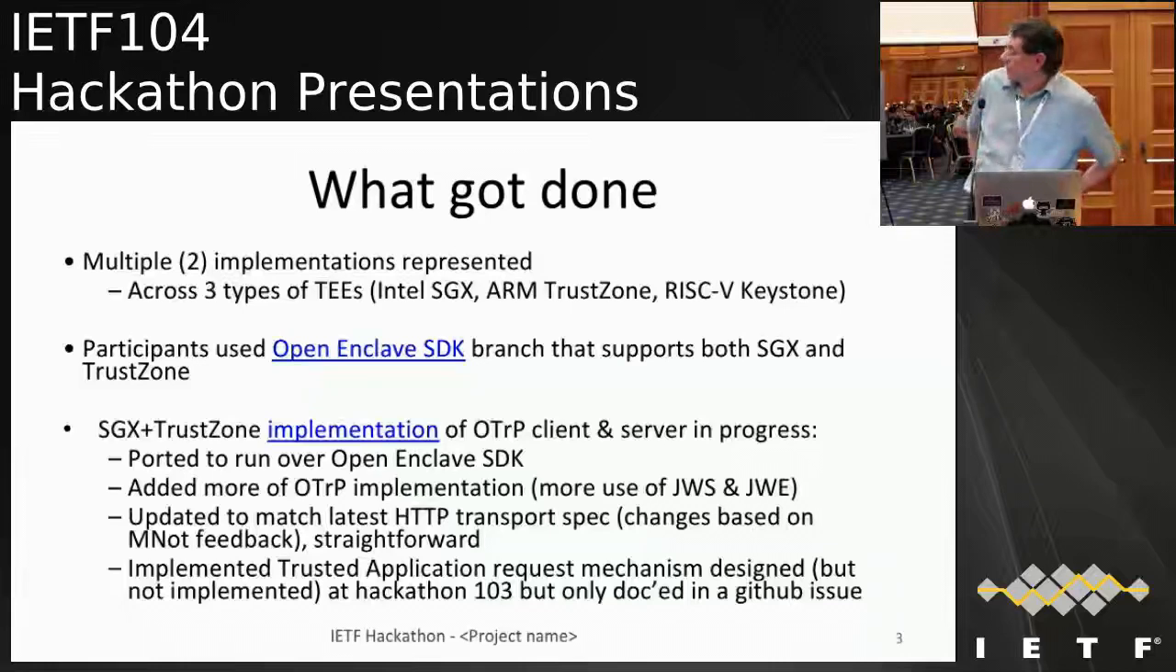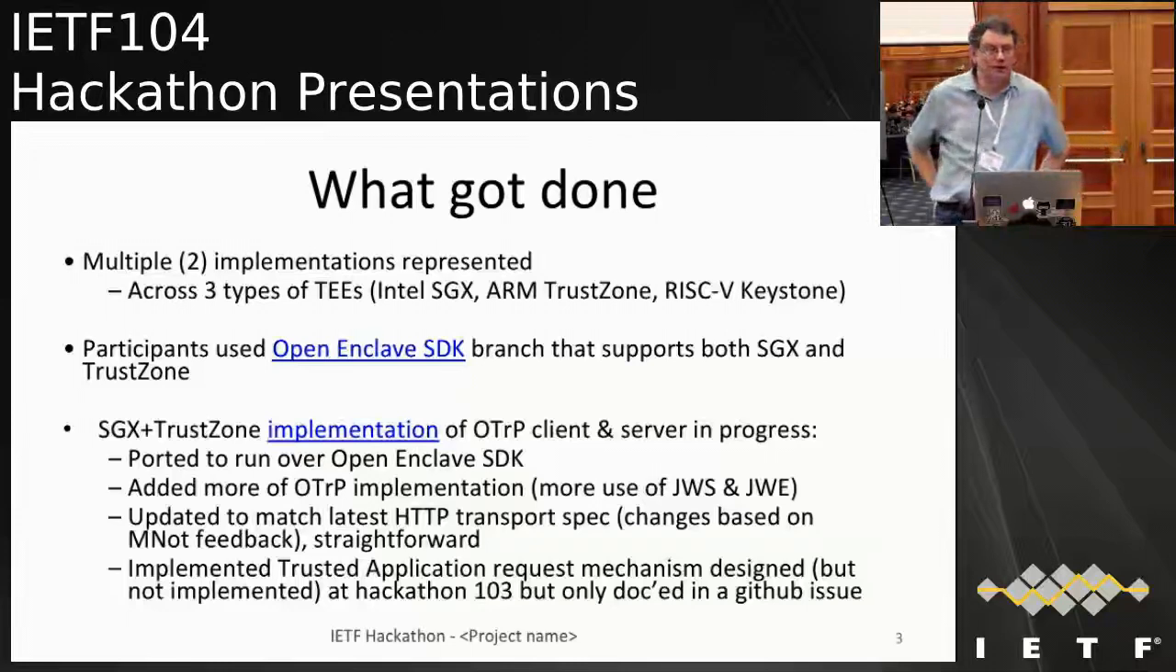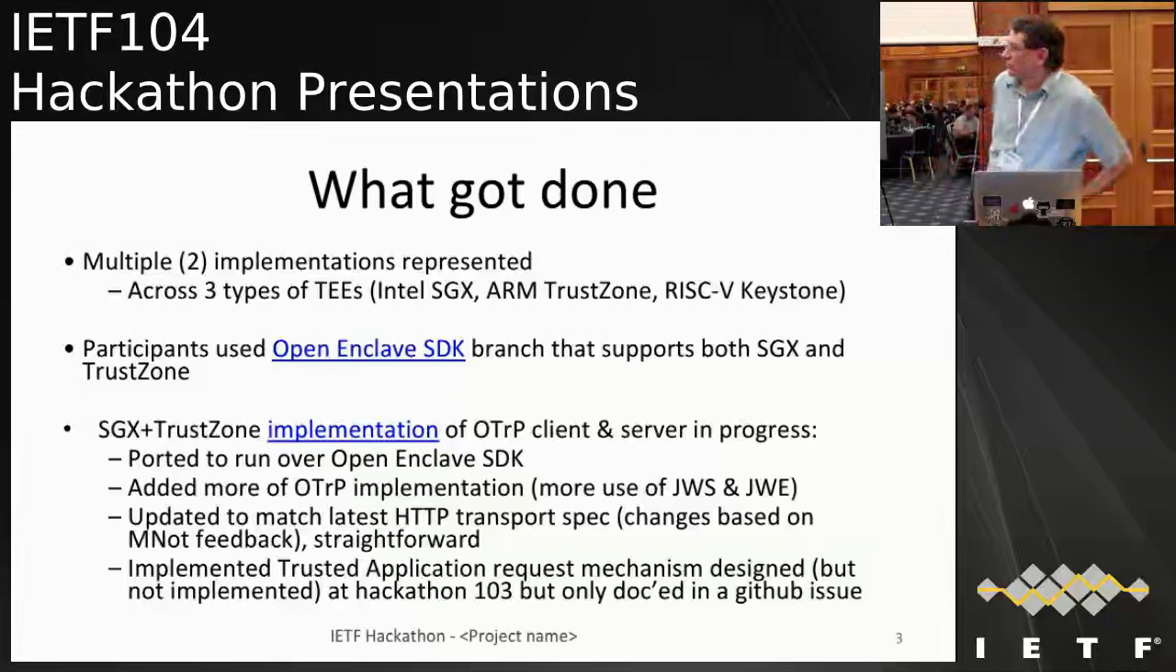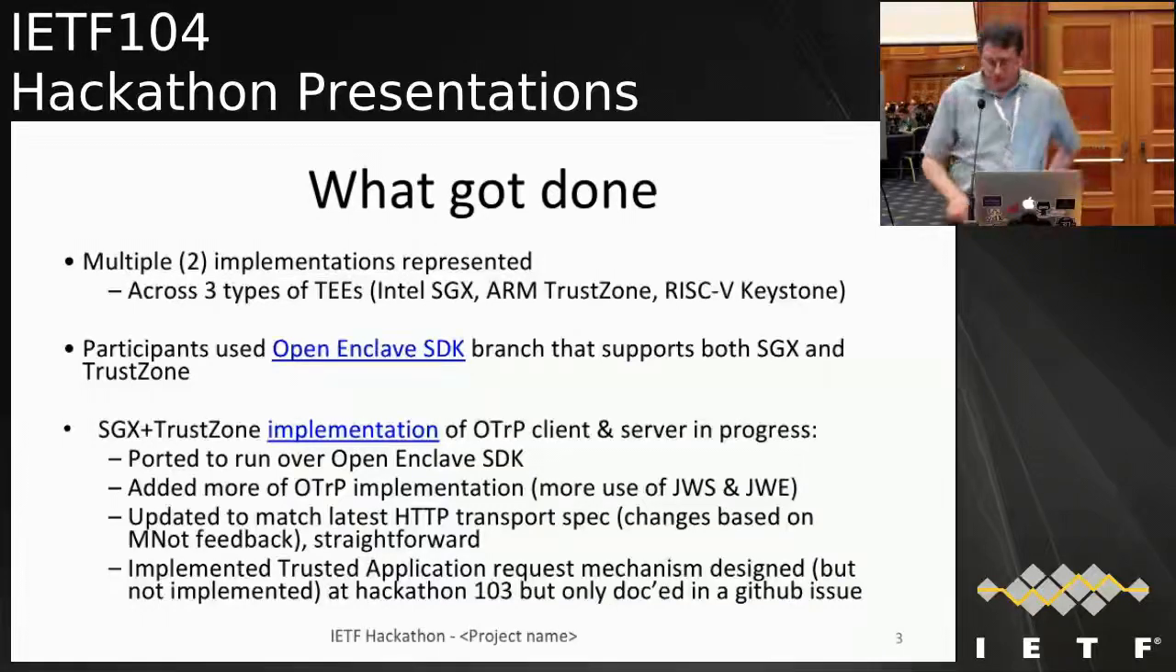We added some more of the spec, made more progress there. We updated to match that third spec, which didn't exist last IETF, which was how do you write, what protocol you use as the transport for OTRP, and it's using HTTP. We kind of designed it on the fly last hackathon, and so then it was written up in a spec last hackathon, and it was implemented this time. And we updated it to match recent feedback from people like Mark Nottingham. And we implemented another mechanism that was designed in the middle of last hackathon that hasn't made it into the spec yet. It's just documented in GitHub.